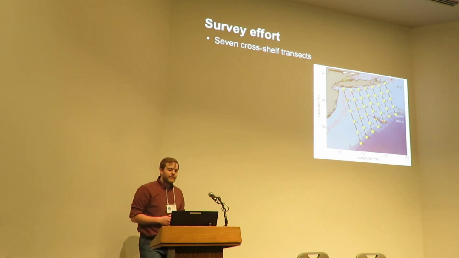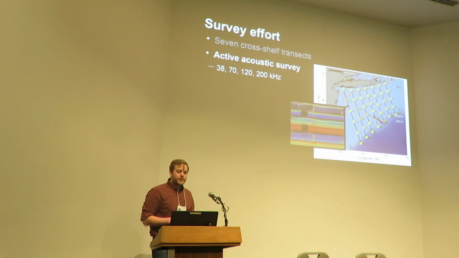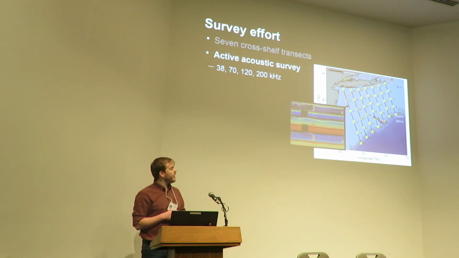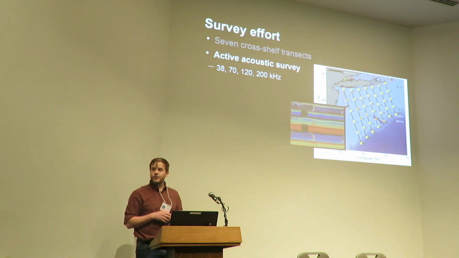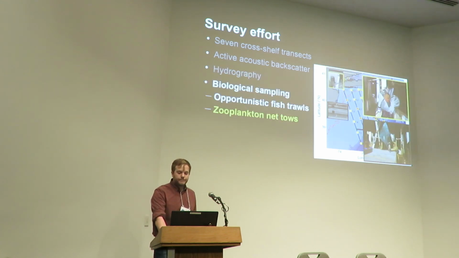So our survey comprises 7 cross-shelf transects going from coastal Long Island at roughly the 25-meter isobath, again, out to a little bit past the shelf break, the continental shelf. These transects are represented by the black lines. And along each of these transects, we're measuring active acoustic backscatter at 4 different frequencies, 38, 70, 120, and 200 kilohertz. Along each of these transects, we're taking hydrographic measurements, so characterizing things like the vertical profiles of temperature, salinity, fluorescence, dissolved oxygen, and other biologically meaningful parameters.